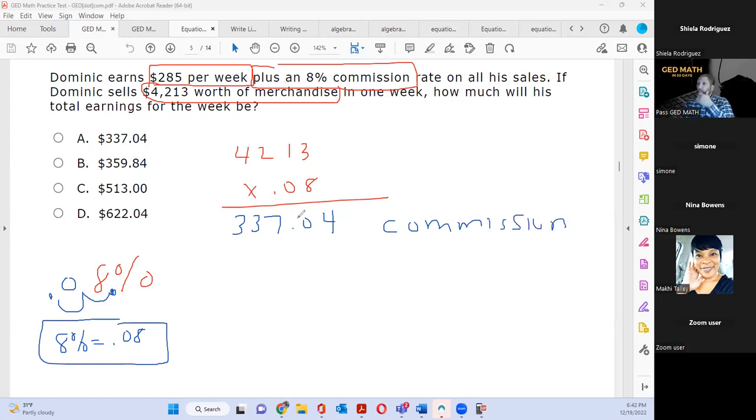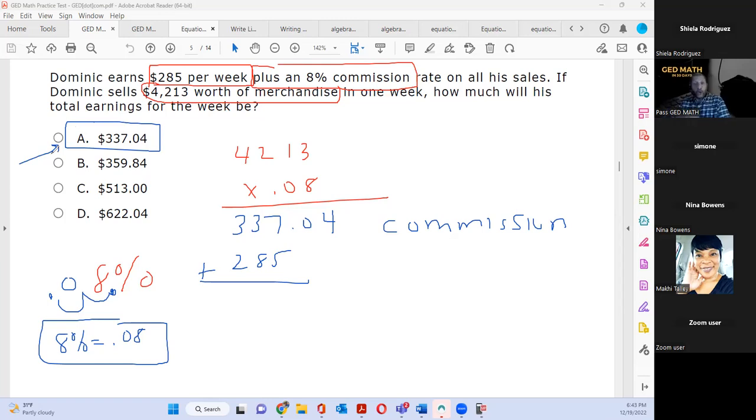No, you must add the 285. This is why the $337.04 is here. They want you to say, oh, I got that answer, A. Most people, because this is their first step, answer A.